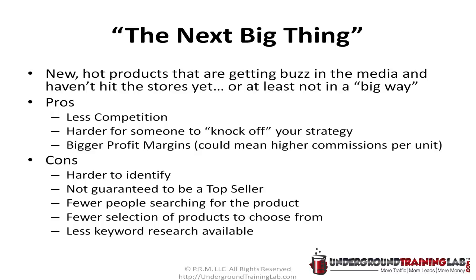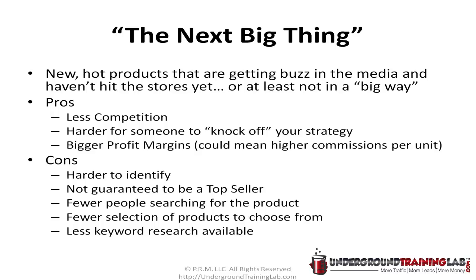But let's talk about the pros and cons of the next big thing strategy. The pros are there's less competition. They're harder to find. You don't know. You can't go over to Amazon and say, hey, what's the next big thing? They can't tell you that. Part of a research phase is, though, we're going to learn how to look for the next big thing. It's also harder for someone to knock off your strategy because it's hard to duplicate any one given strategy for doing the next big thing research.